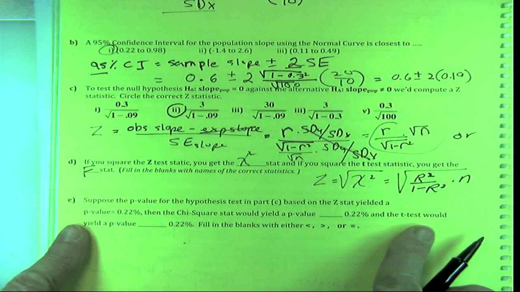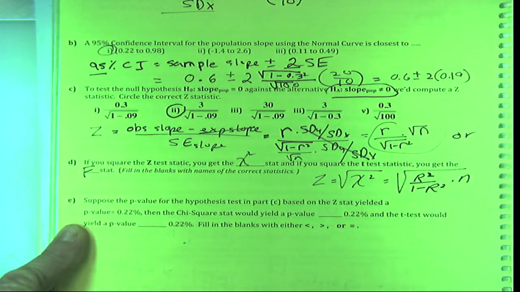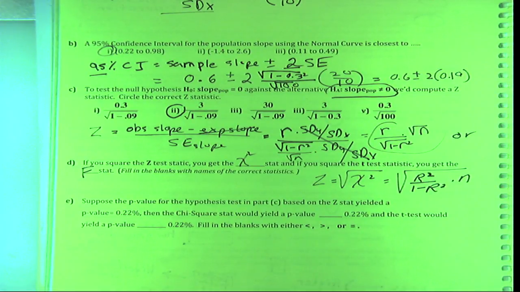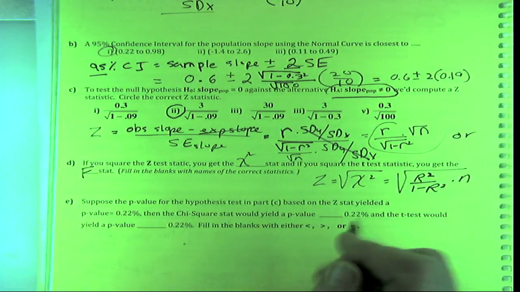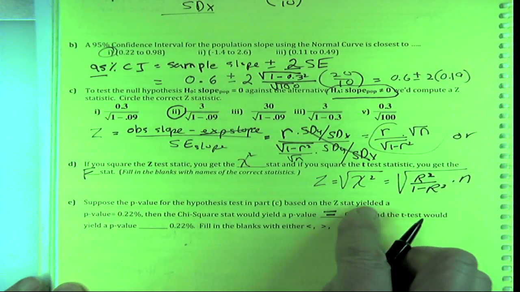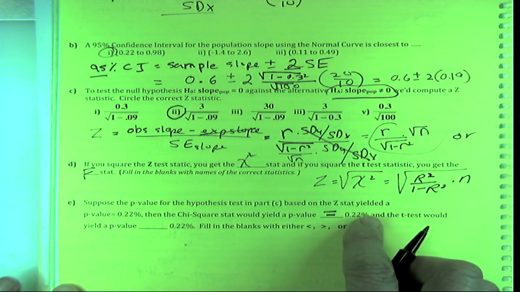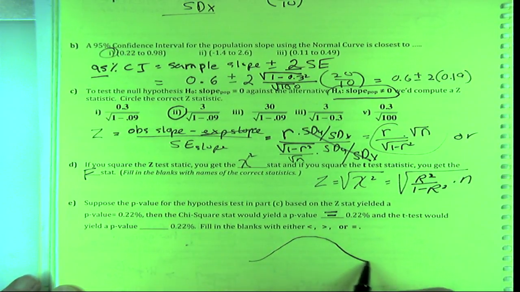First of all, look and see what the alternative is here. We have a two-sided alternative. So that will help you with this. What should we put in there? Equals. Because the z, remember the chi-square is always positive, so it doesn't distinguish between one-sided and two-sided. Right? So we have this with the z.